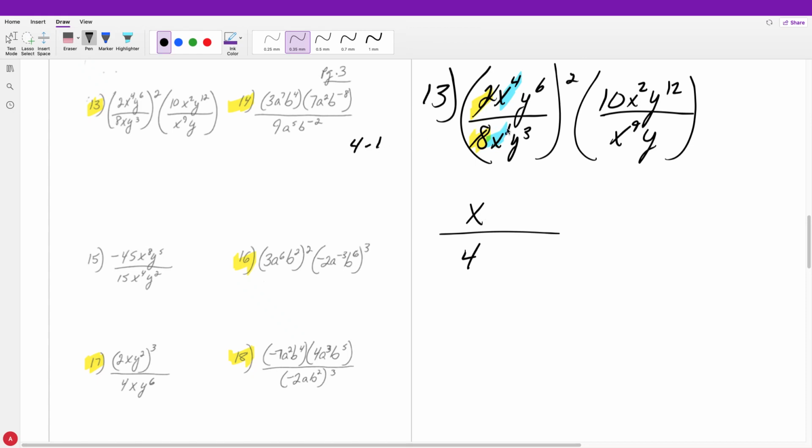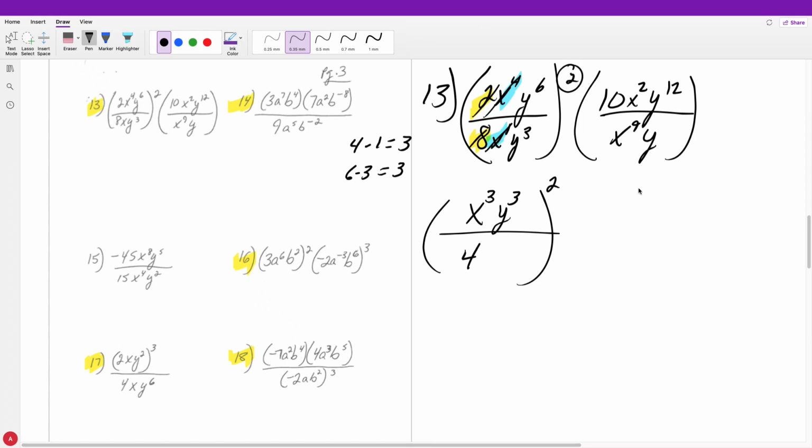4 minus 1, because that's what this power is understood to be, is 3. So now I have x cubed. I have more y's in my numerator, so my y will finish there. And 6 minus 3 is equal to 3. So I have y cubed. Now all of this is still being squared, so don't forget that.